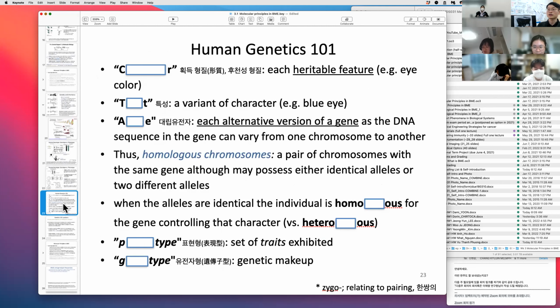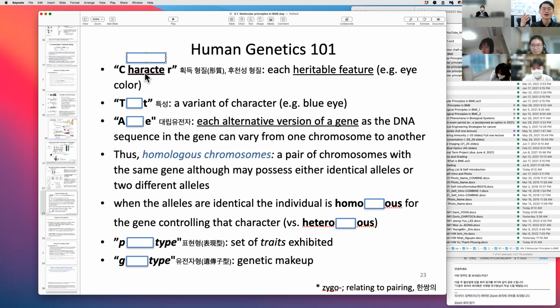And then let's see, human genetics. So this is a little boring stuff. I think you already watched the movie, but let's just go through it as a review. So each heritable feature, such as our eye color, dark brown for me, and maybe someone has blue eyes, we call that, see, a nut. Can you guess what this is? The color. Excuse me? The color. Oh yeah, this is called character.